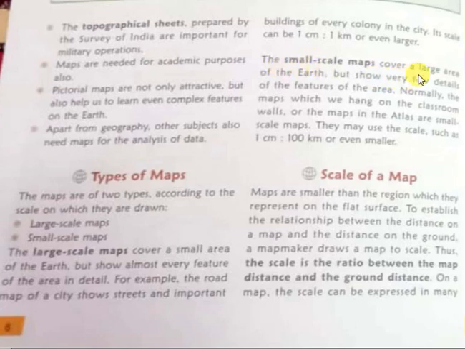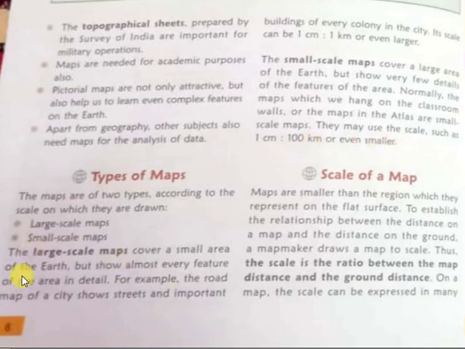Next are the small scale maps. They cover a large area of the earth but show very few details of the features of the area. Normally, the maps which we hang on the classroom walls or the maps in the atlas are small scale maps. They may use a scale such as 1 centimeter to 100 kilometers or even smaller.